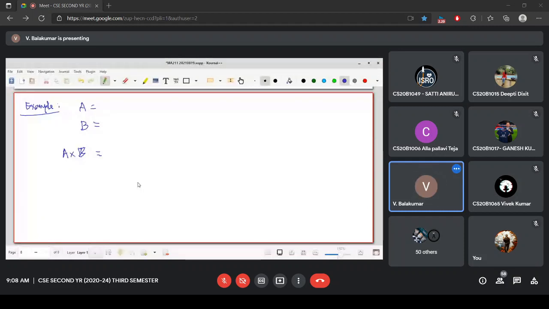Can you tell me? Quickly we will do. Are you there? How many of you are there? Maybe first example let me give you. Say A, B, C. Second example, another set I am giving: A, D. Then the Cartesian product I want to write. This is B, okay.